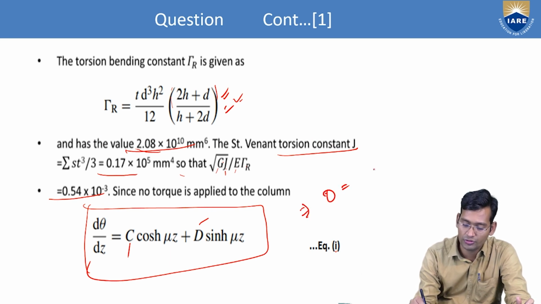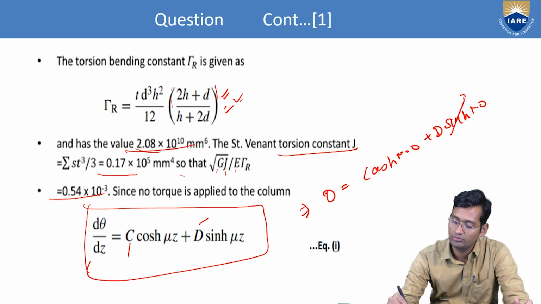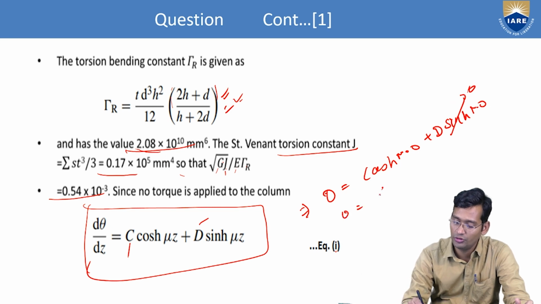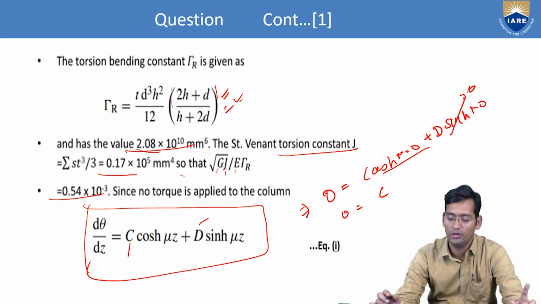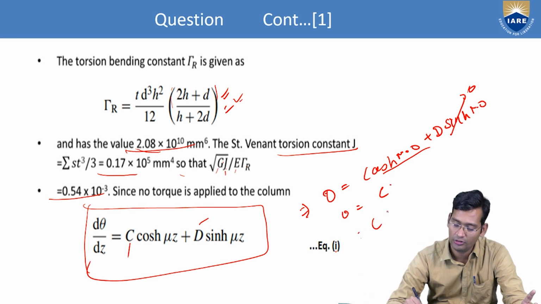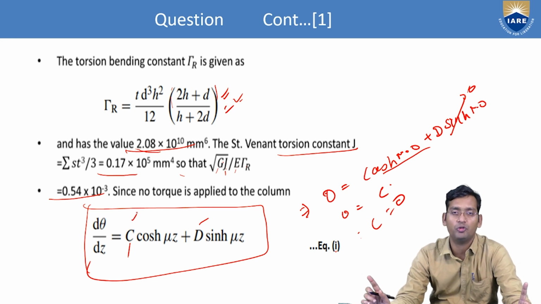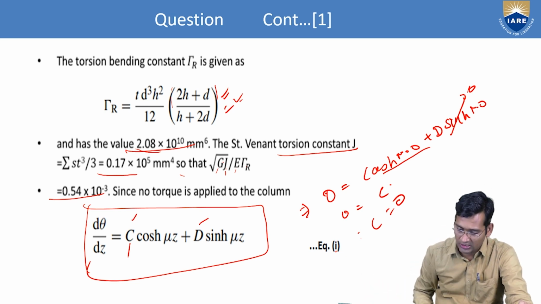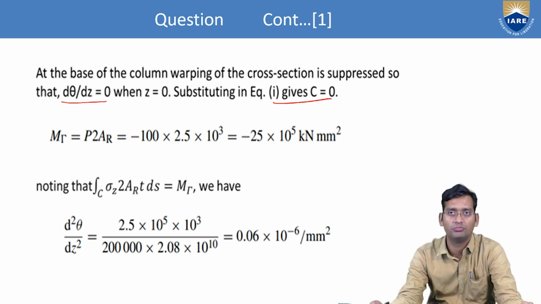So 0 equals C cosh(μ·0) plus D sinh(μ·0). So sinh 0 will be 0, and we get 0 equals C cosh(μ·0). Cosh 0 is 1, so C, hence C equals 0. That we got. Now C equals 0. Now we have to apply the second boundary condition. So that gives C equals 0.